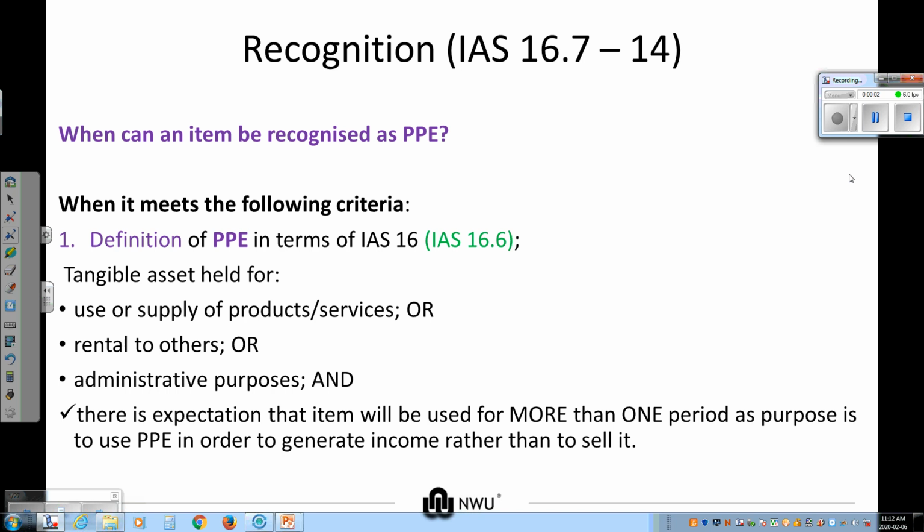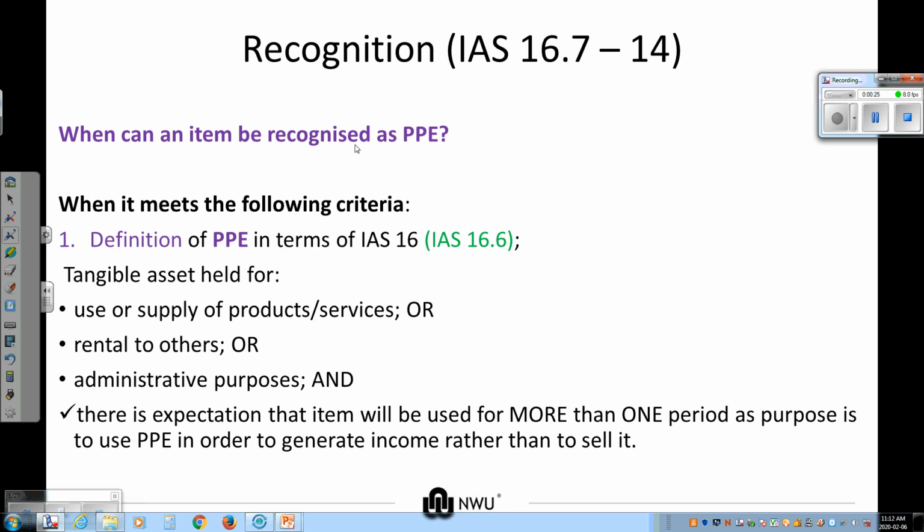Okay, let's look at a few important things to remember with regards to PPE, IAS 16. Everywhere I've indicated where we are in the standard, so you can have your IAS 16 open in front of you, and you can highlight or tag, flag where you feel necessary. Okay, so when can we recognize an item to be PPE?